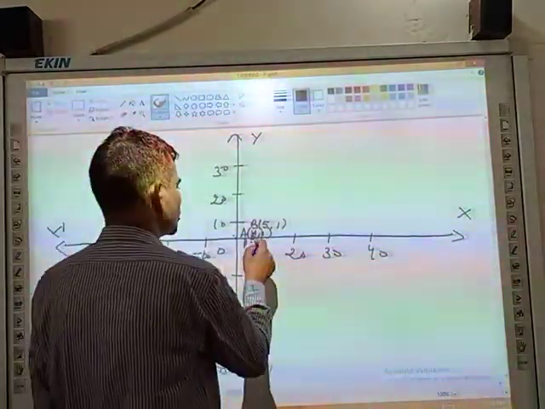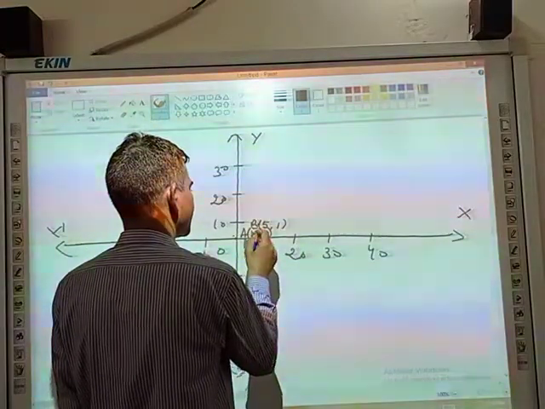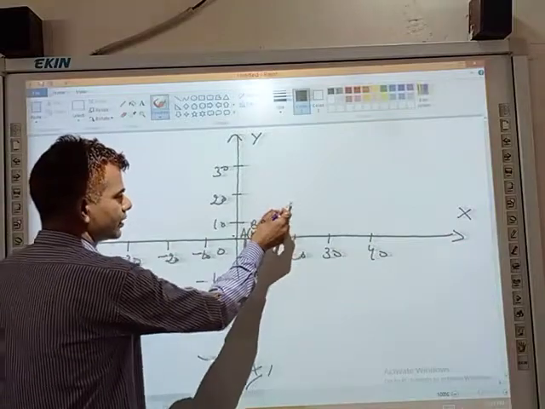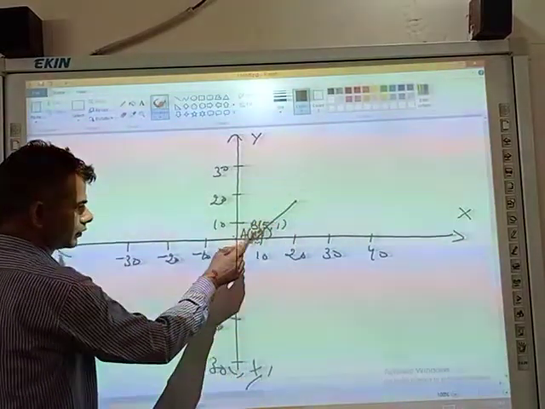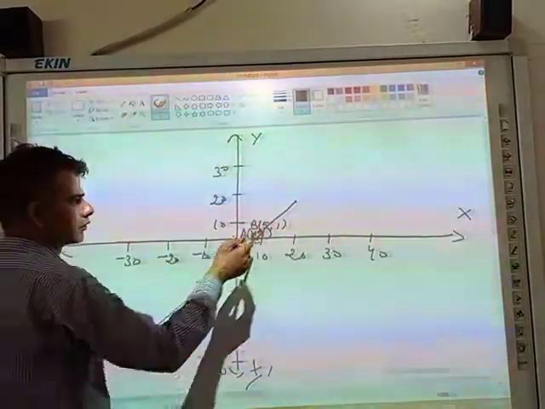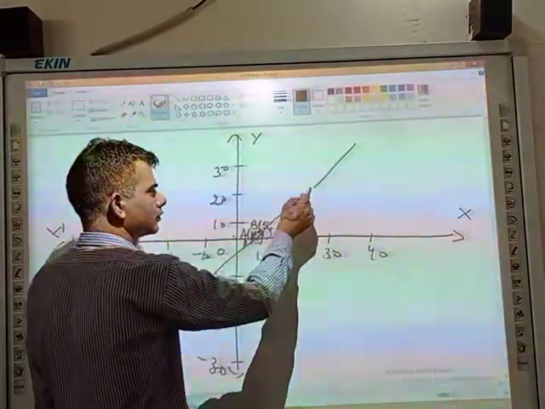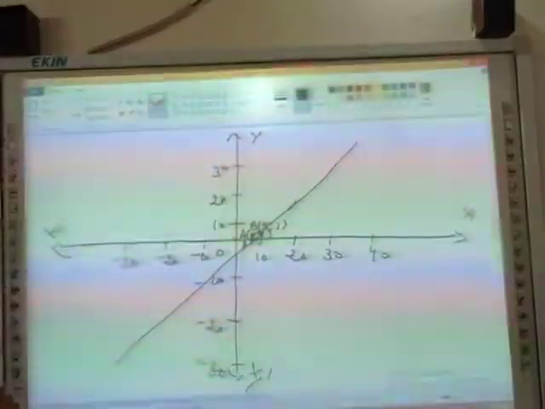The student, next one is 6 and 2. 6 and 2 is also there. This will be your graph line.